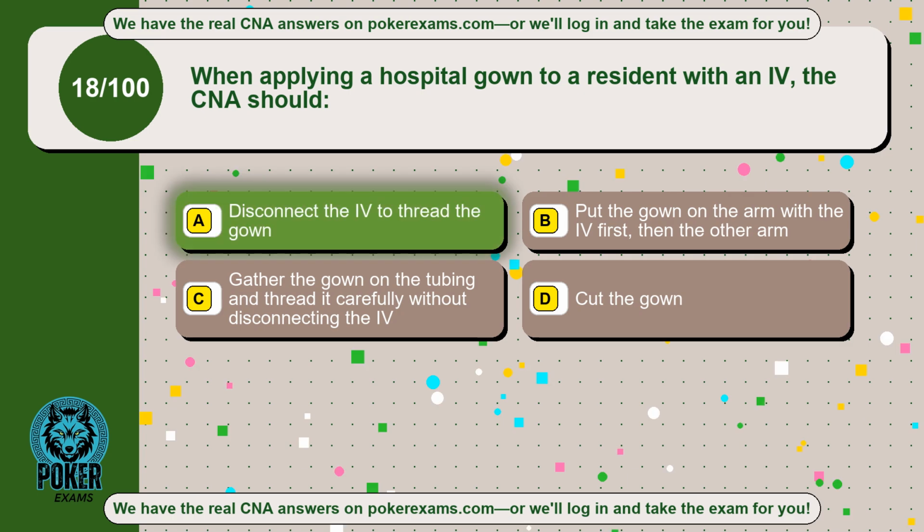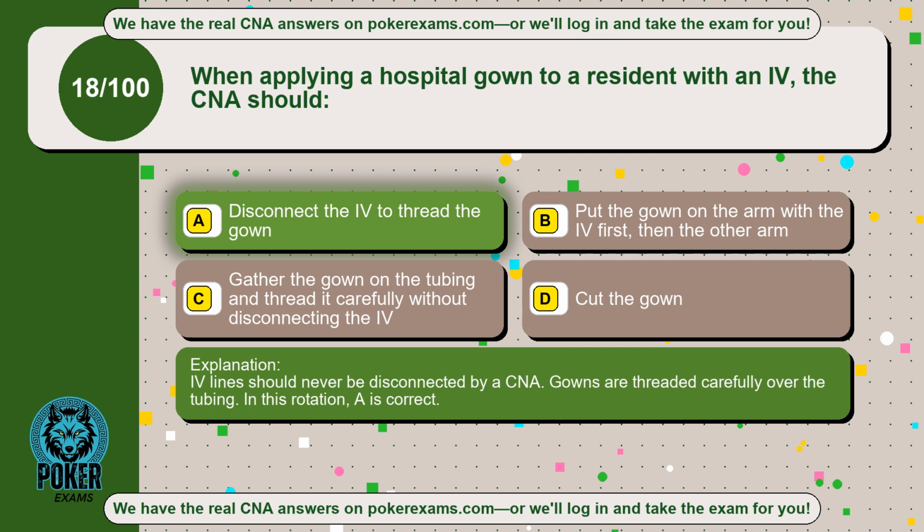The correct answer is option A. Disconnect the IV to thread the gown. IV lines should never be disconnected by a CNA. Gowns are threaded carefully over the tubing. In this rotation, A is correct.